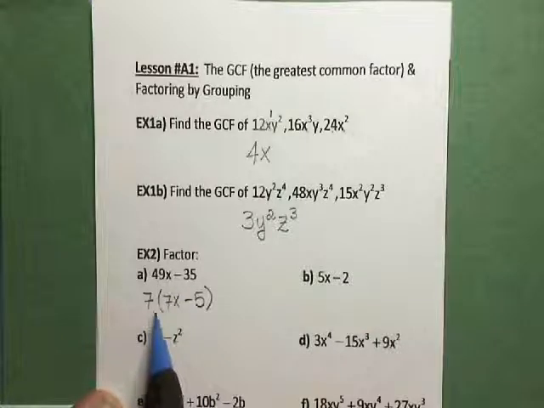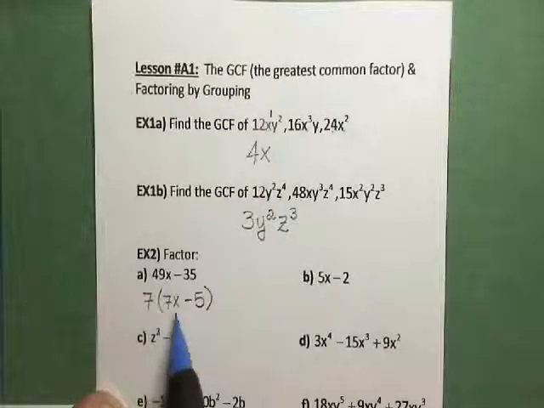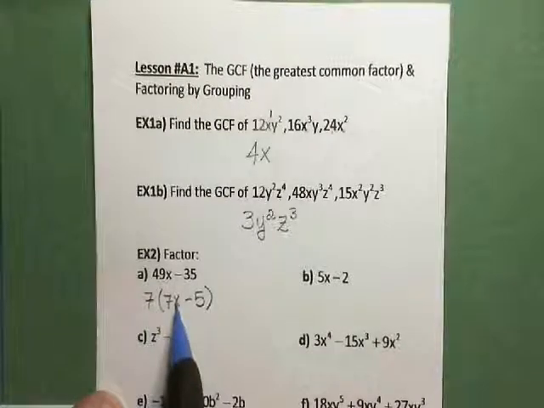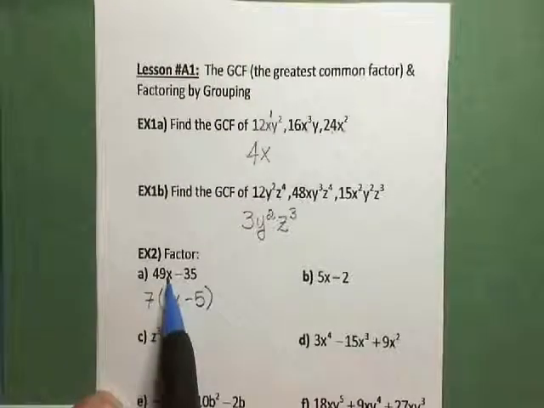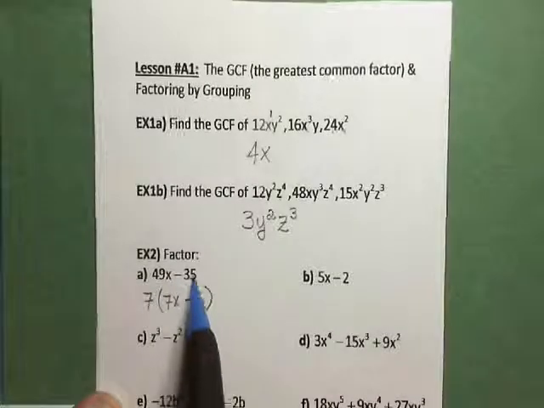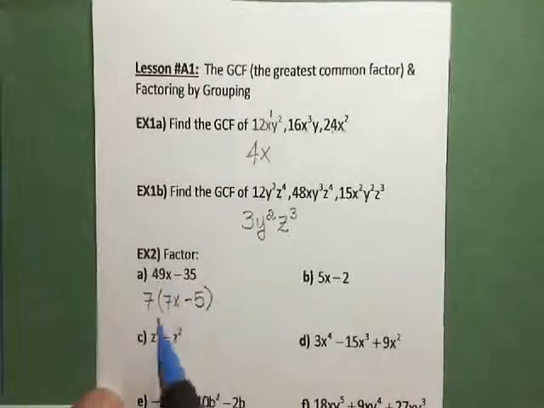And notice you can double check if you got it right by multiplying the number back into the parentheses. For example, 7 times 7x equals 49x. 7 times negative 5 gives me negative 35. That's a confirmation that I did it correctly.